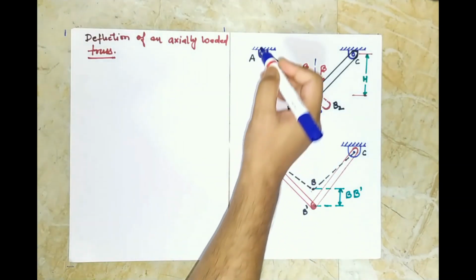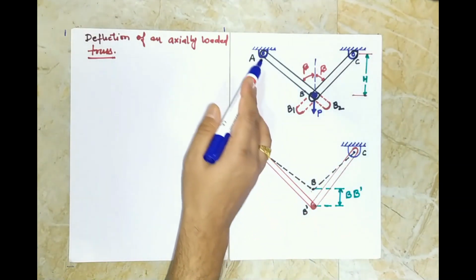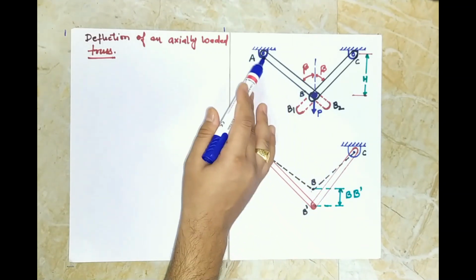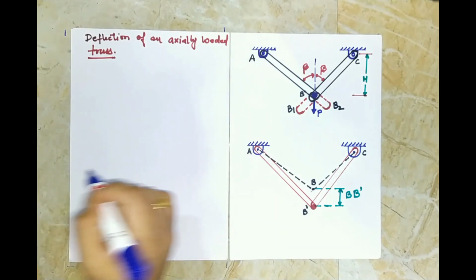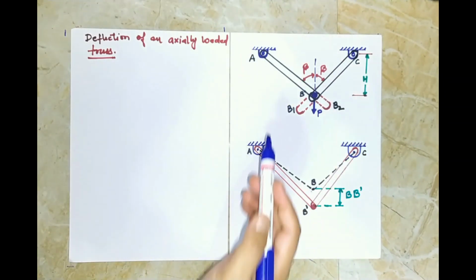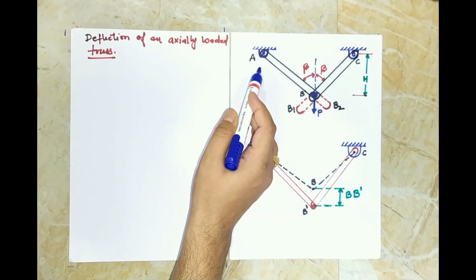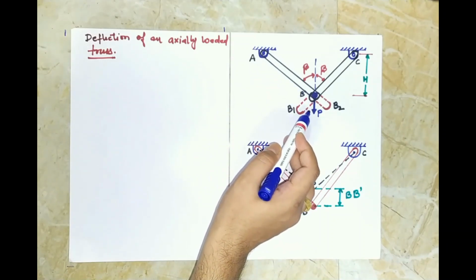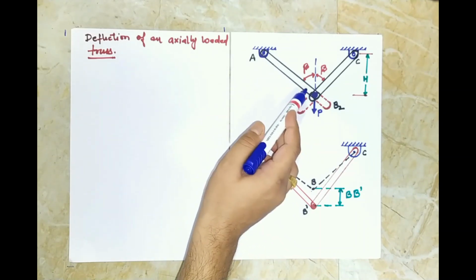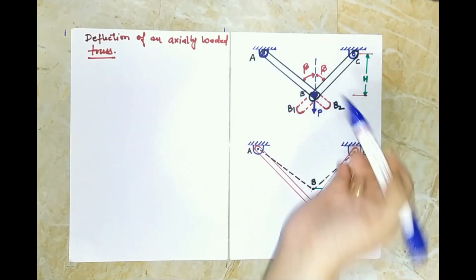Otherwise, if it was a fixed support, what would have happened when we applied load P? It would have bent, so bending would have occurred. But since here we have revolute joints or rotational joints, it doesn't restrict any rotational motion, and whatever load P is applied at joint B will be taken axially by these two members.